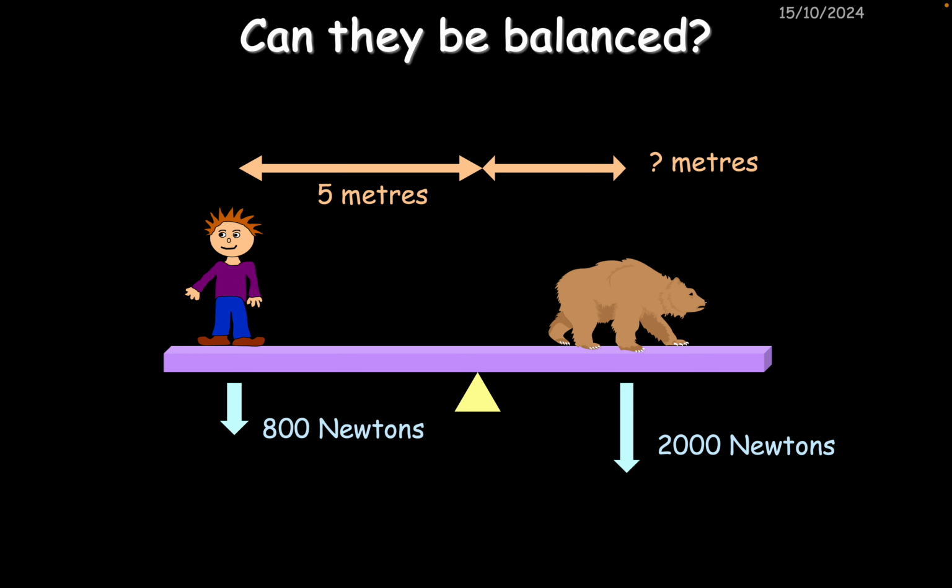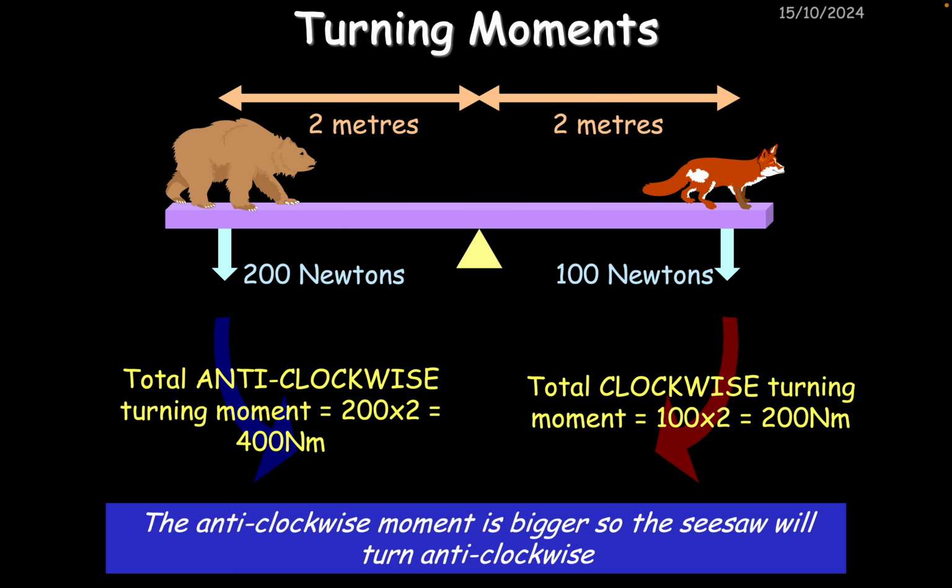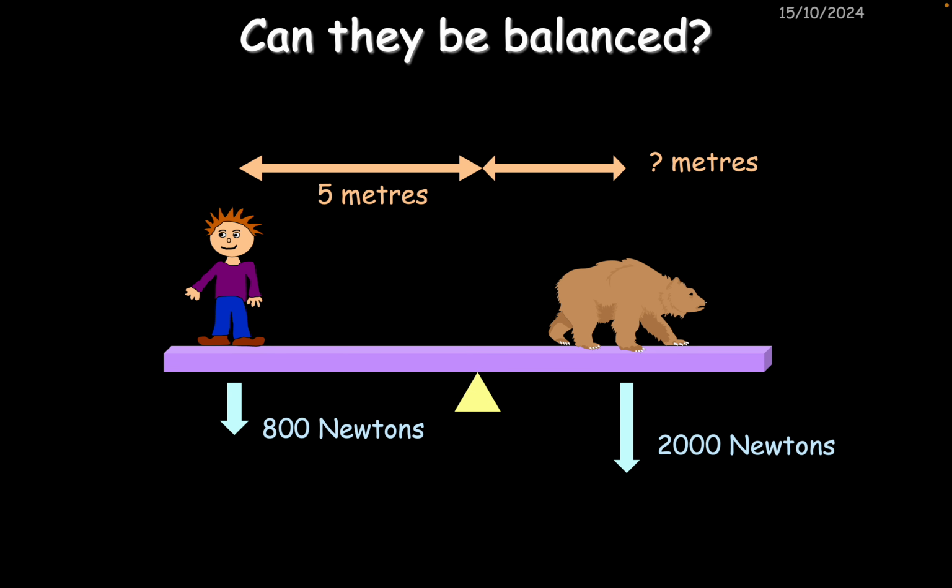In the previous question, the bear is not being balanced by the fox, but over here the man standing further away from the pivot is balancing the heavier bear, as long as the distances don't change.